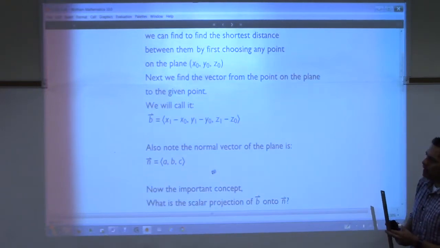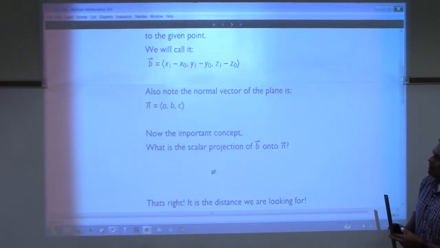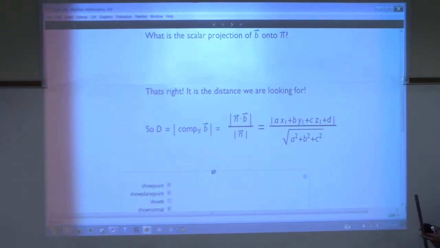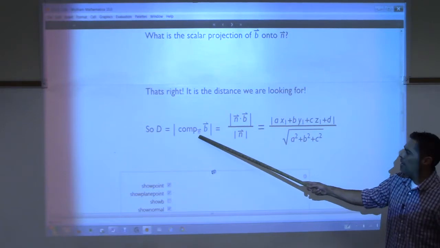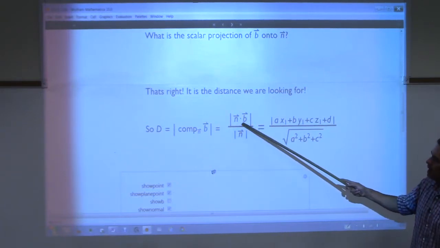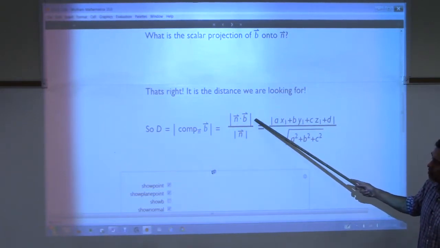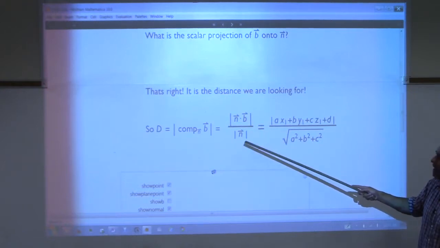Also, we have the normal vector, n. And then what we're going to do is the component of b onto n. When you do that, it would be the absolute value of n dot b over the magnitude of n. That's the formula I'm going to use.